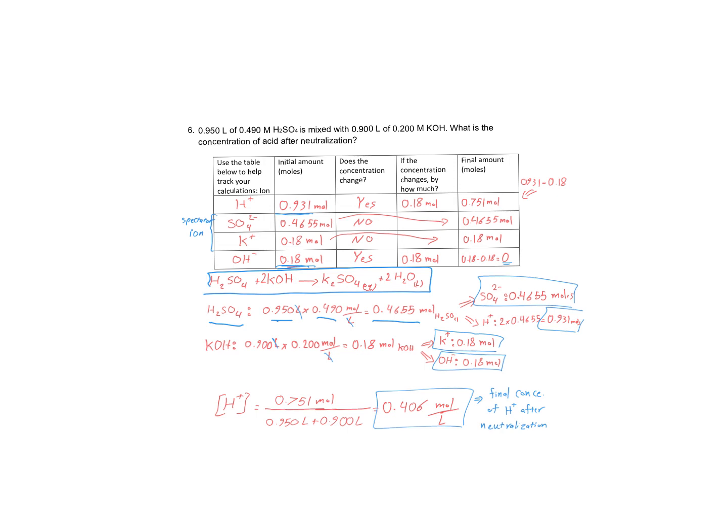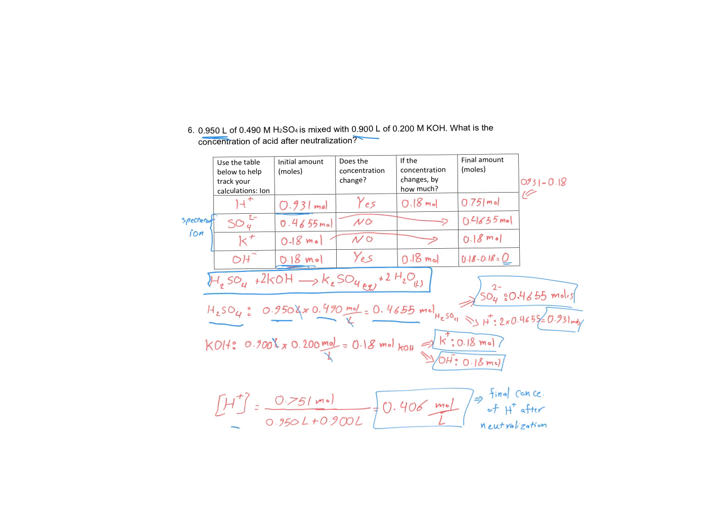We are trying to find the concentration of the H plus in the end. So concentration, molarity, is mole over liter, right? So we have the number of moles. What is the liter? So basically we just add these two solutions together, right? So right now the total volume is the sum of these two volumes. So we have 0.95 and 0.9, so we have to add them together, and that's the total volume.